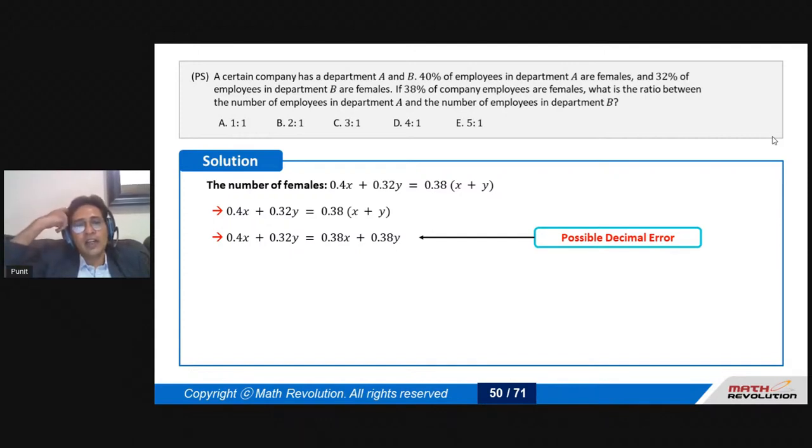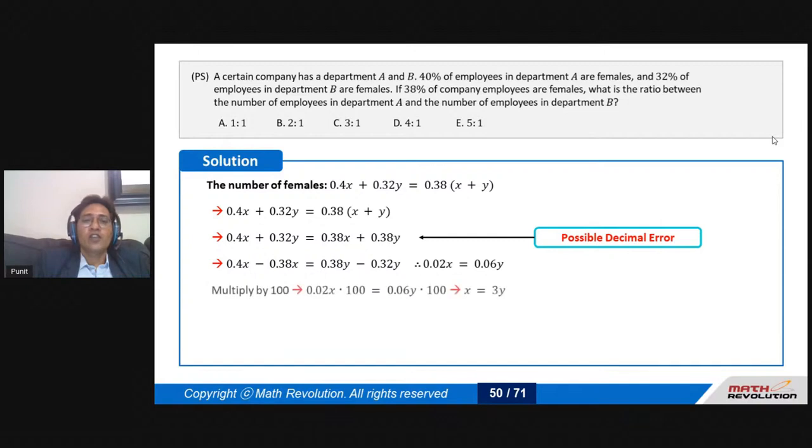Now over here, there is a possibility of making a decimal error. No one is doubting your subtraction or addition skills when it comes to decimals, but small silly errors, that is what we call silly errors. Why is it silly? Because you knew how to solve it but you still did it wrong. This is where the possibility of decimal error could happen.